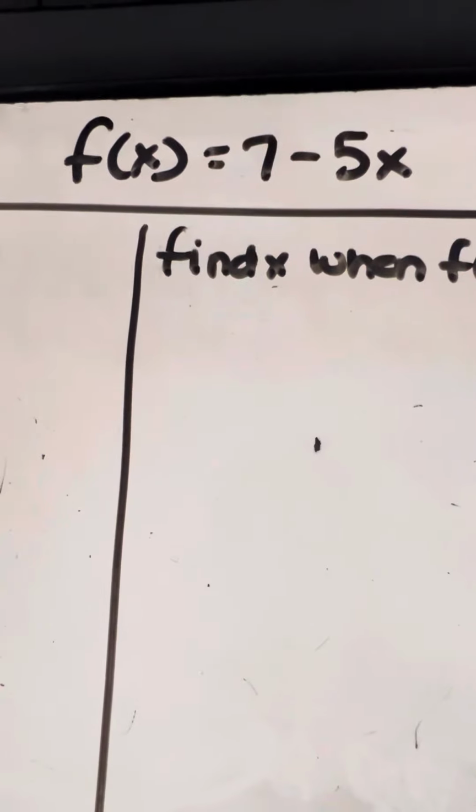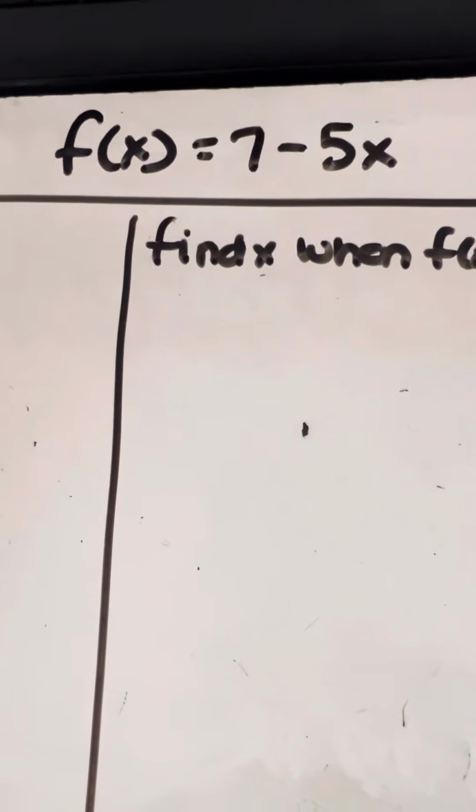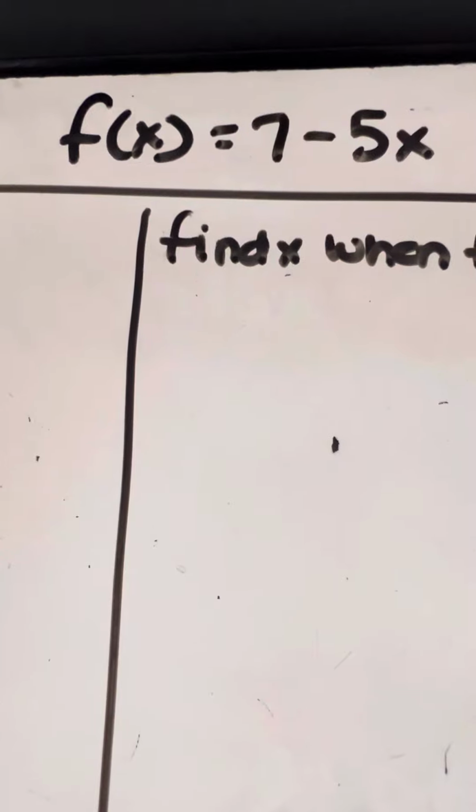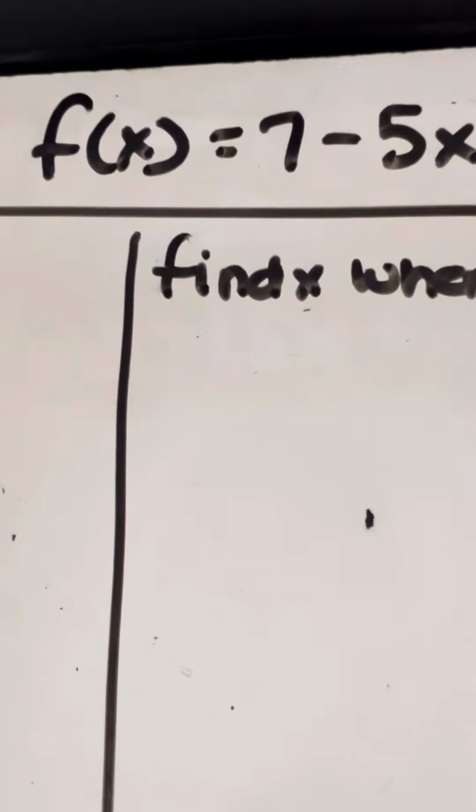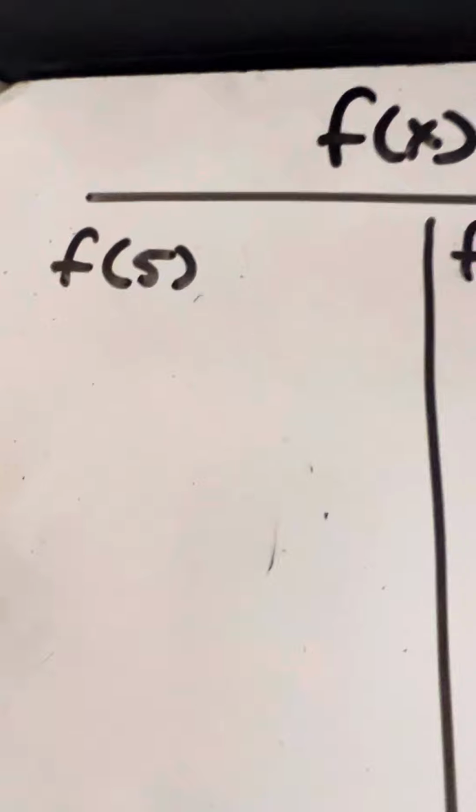All right, back making some videos on function notation. So we are going to take a look at this equation here. f of x is equal to 7 minus 5x. The first part of this we are going to look at is what happens when we have x values that are 5. So all we are doing is just plugging in the x with 5.